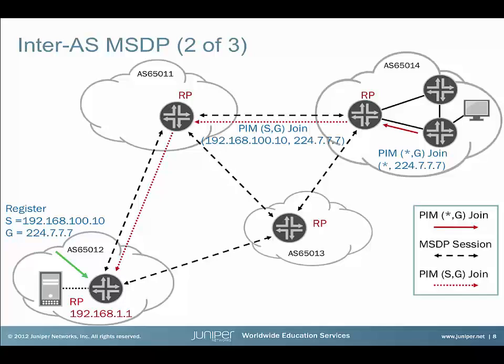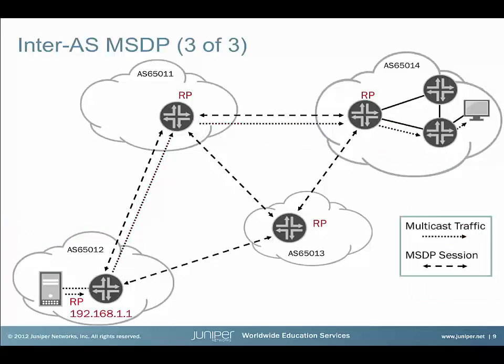Once the source tree is established, native multicast traffic can flow in the direction of the rendezvous point in AS65014. Multicast traffic arriving over the source tree on the rendezvous point in AS65014 is forwarded down the shared tree toward the receiver. Thus, the initial packet uses the source tree to get to the rendezvous point, and the last part of the path is the shared tree from the rendezvous point toward the receiver.